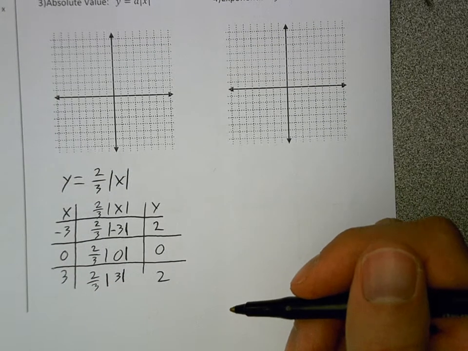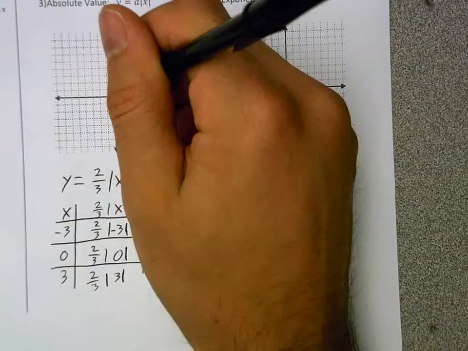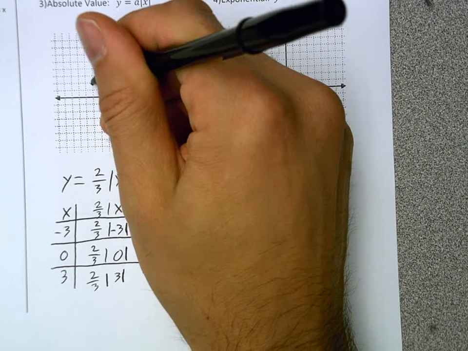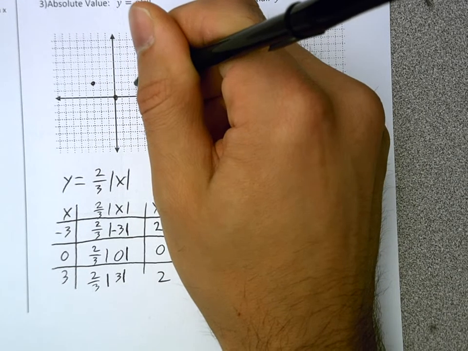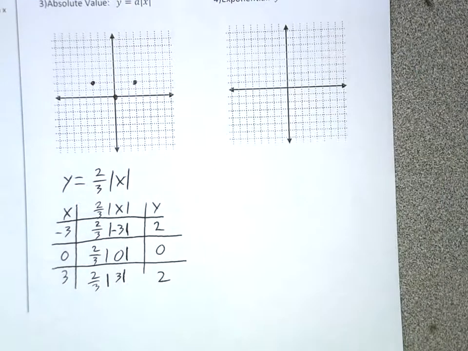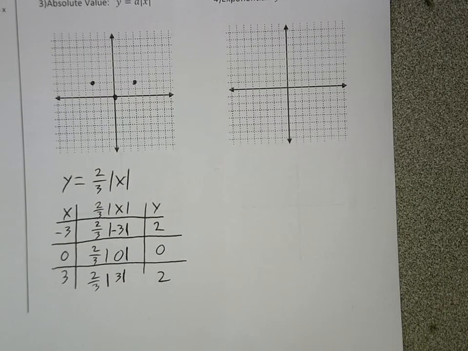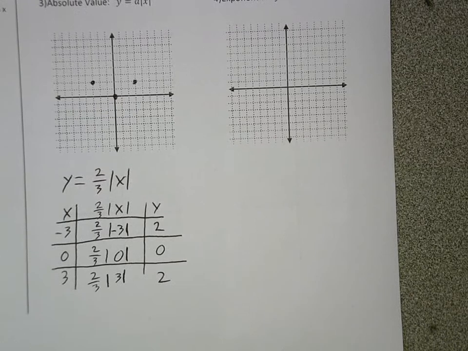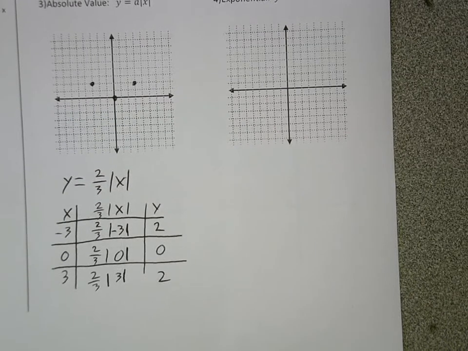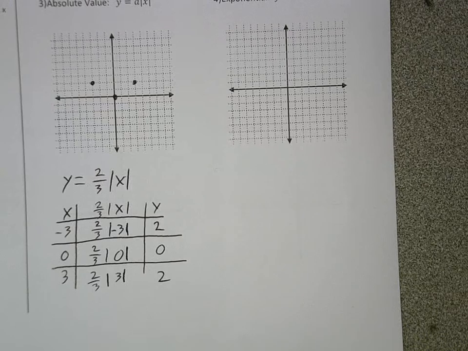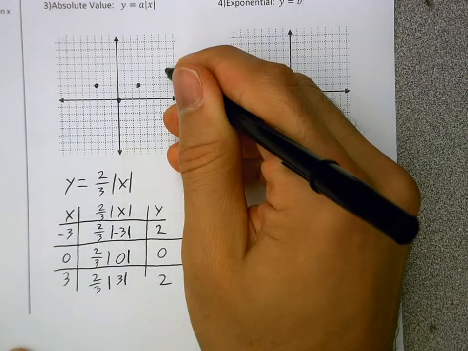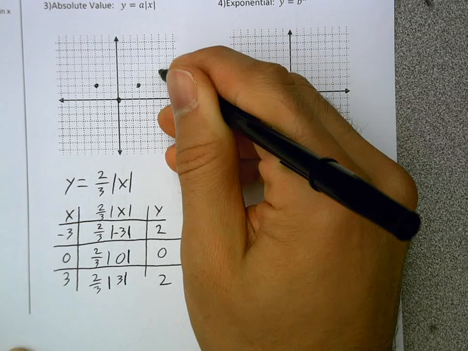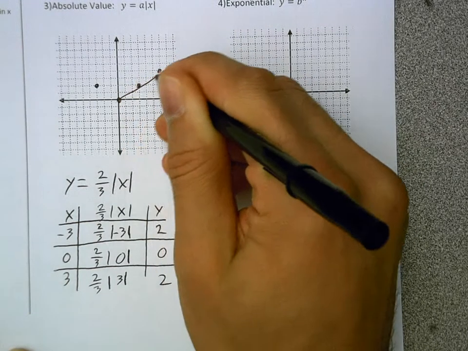When I plot those points, -3, 2, 0, 0, 3, 2, do we see the V shape there? Can you see it coming down, hitting the bottom, going back up? If you have an absolute value equation and you don't see the V shape, plug in some more points until you can see it. Does that make sense? It should not be a straight line. You have to see that V shape. Once you've got the V shape, you can go ahead and graph it.